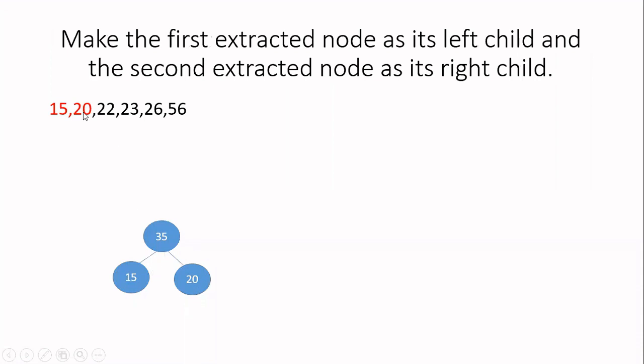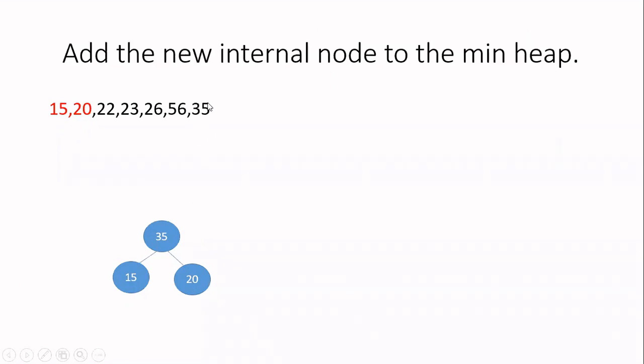Now, if you see here, I have highlighted 15 and 20 in red color, meaning those two are deleted from the min heap. Now I am going to add the new internal node to the min heap. So 35 is added. Currently I have 22, 23, 26, 56 and 35 in my min heap. What will be the root of this particular min heap? Out of these 5 nodes, whichever is having the lowest value will be the root at that point of time. So now 22 will be the root for this min heap.